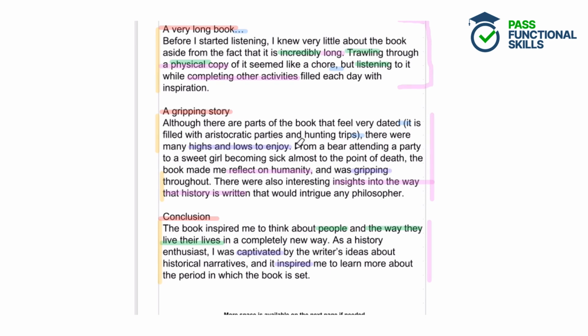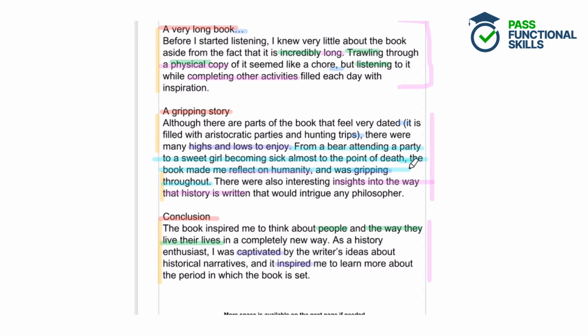So for example, we have this longer sentence here. From a bear attending a party to a sweet girl becoming sick almost to the point of death, the book made me reflect on humanity and was gripping throughout. So here we have some commas that have been used to divide up parts of the sentence and to connect these ideas together. So we've got a bear attending a party, that's one idea, and we've got a sweet girl that becomes sick in the book as well.